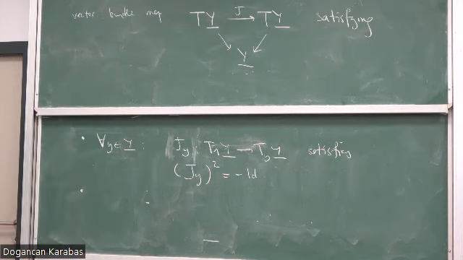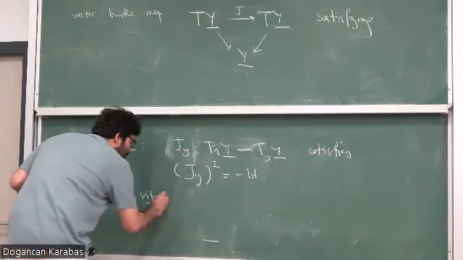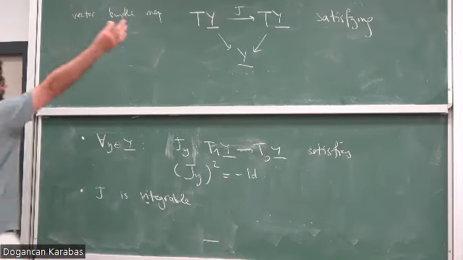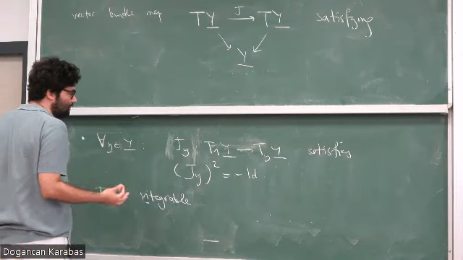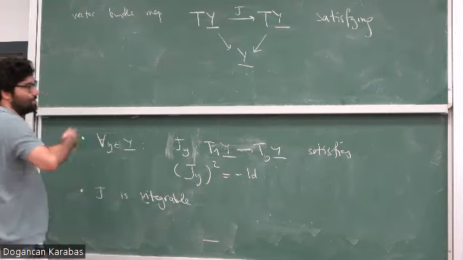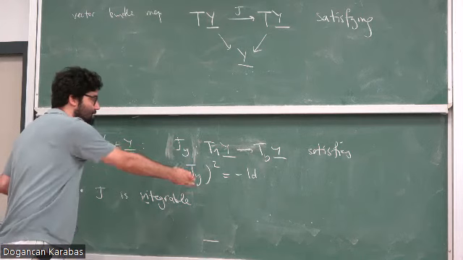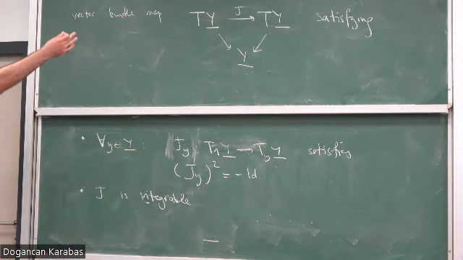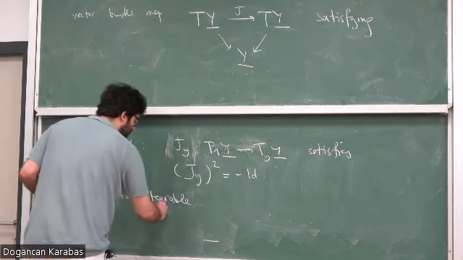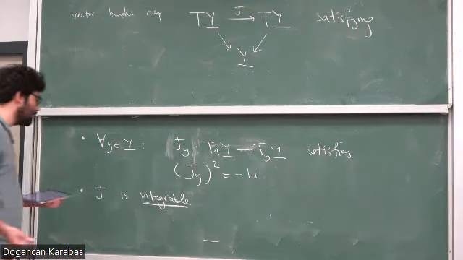And the second thing that this satisfies is that J is what's called integrable. I can always just take a smooth manifold and consider a structure like this, where I introduce this operator for each tangent space such that it squares to -1. And the fact that it comes from an actual complex manifold will result in this property, which is called J being integrable.